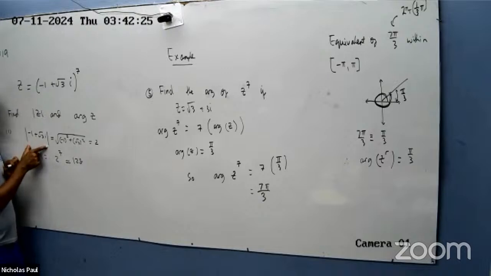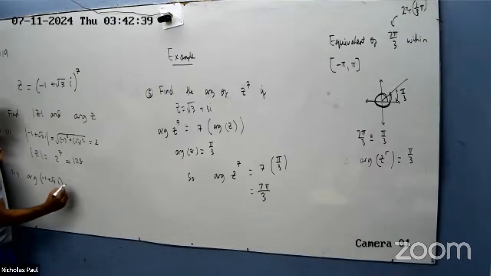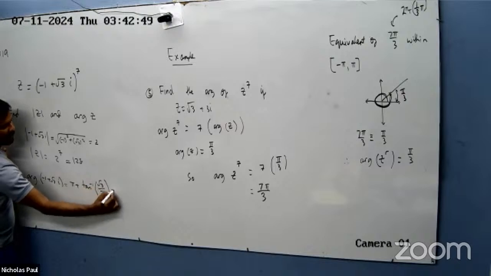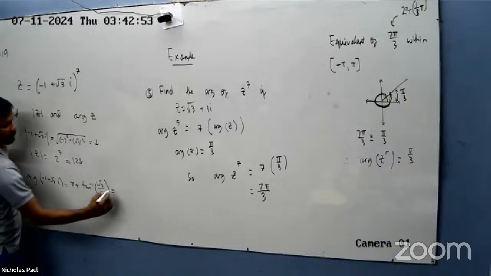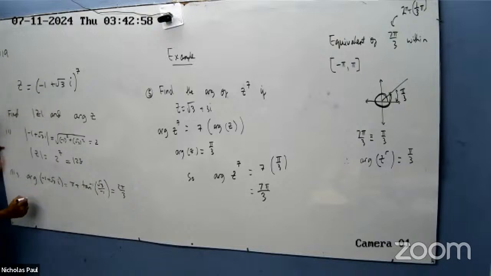Now, argument. So you need to find the argument of -1 plus √3 i. Right? Which quadrant is that in? Second quadrant. So that will be pi plus tan inverse y on x. How much do you get? 2 pi on 3? Yeah. Right. But what do we need?